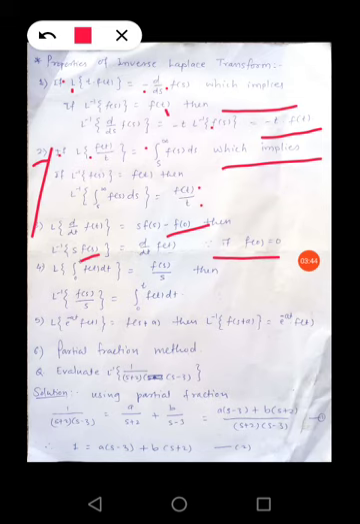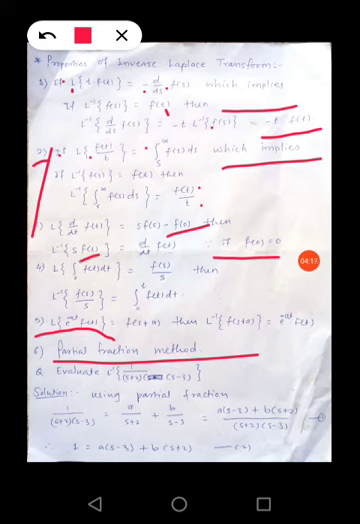Now the fifth property, which we have seen in the last lecture. Laplace transform of e raised to minus at f of t is equal to f of s plus a. Then L inverse of f of s plus a is nothing but e raised to minus at f of t. And for the sixth property, we are using the method of partial fractions. We'll see these properties without proof, and by using them we are going to solve some problems.